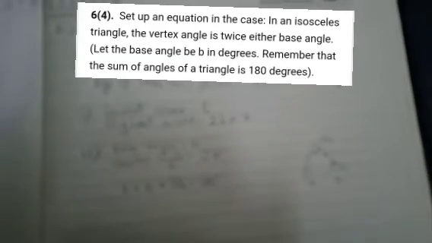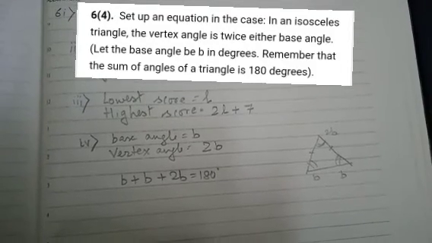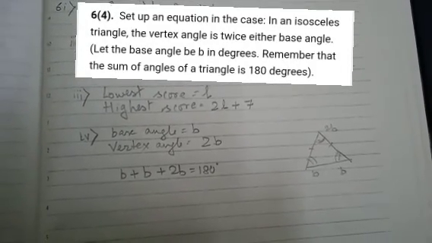Okay. So this is the equation. B plus 2B is equal to 180 degrees.